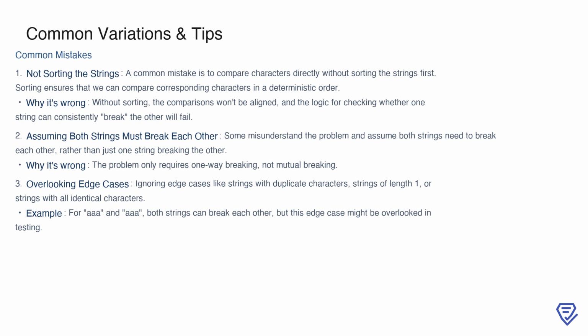Next, there's the misunderstanding that both strings must break each other. This is incorrect. The problem only requires one string to break the other, so focusing on mutual breaking leads to unnecessary complexity. Another mistake is overlooking edge cases. For example, strings with duplicate characters, like AAA and AAA, or strings of length 1, are easy to miss during testing. Ensuring you account for these scenarios is key to building a robust solution.